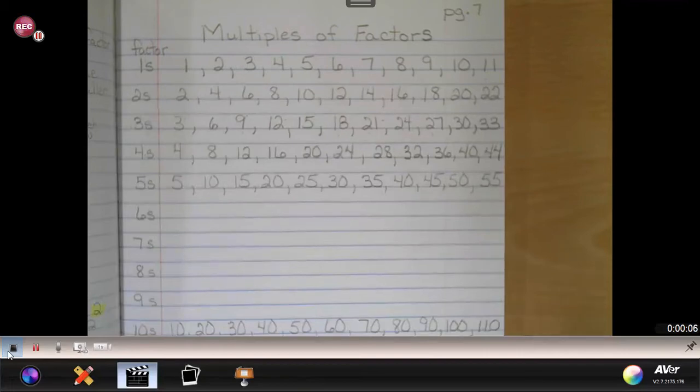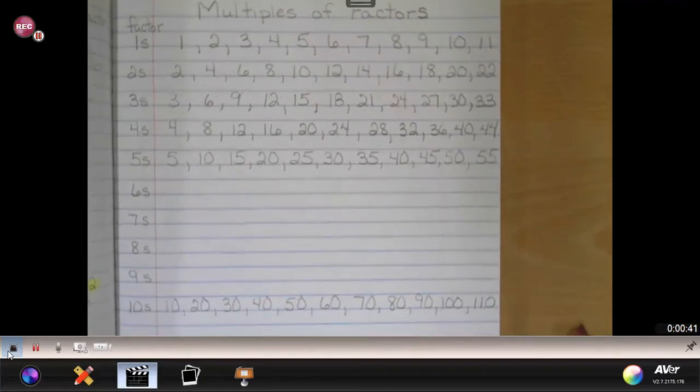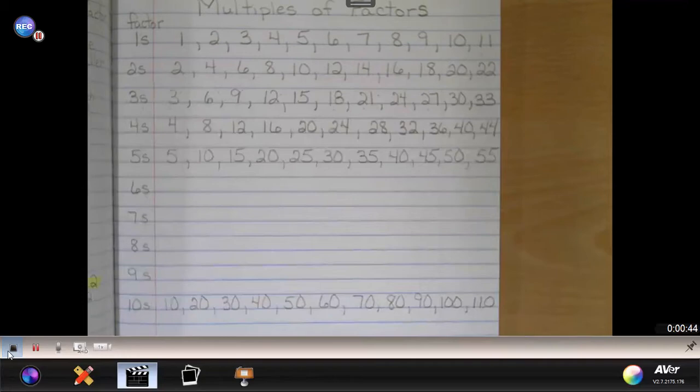It's Monday, and we're going to start off with trying to finish up our composition notebook notes on our multiples of factors. Just a reminder, your factor is the number that you are using to multiply. Your multiples are basically your skip counting by that specific amount or fact. We have already finished 1 through 5s, and also 10s, and now I want to go back and take a look at 6s through 9s.